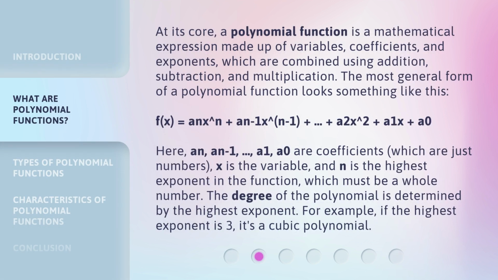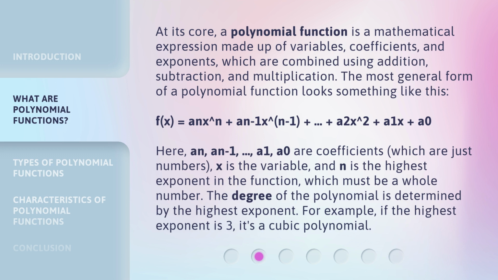At its core, a polynomial function is a mathematical expression made up of variables, coefficients, and exponents, which are combined using addition, subtraction, and multiplication. The most general form of a polynomial function looks something like this. f(x) equals a_n x^n plus a_(n-1) x^(n-1) plus and so on, plus a_2 x squared plus a_1 x plus a_0.